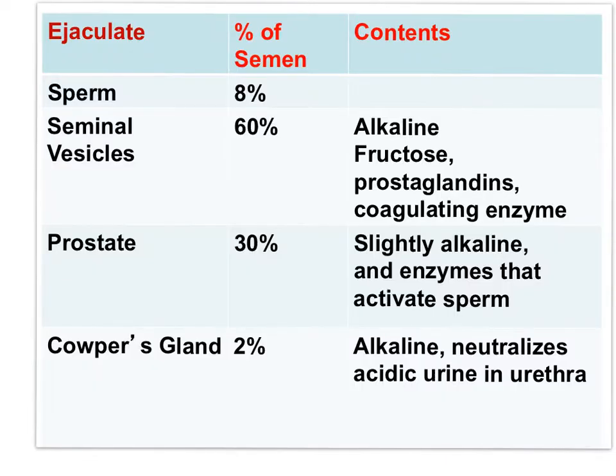With this slide, let's take a closer look at the contents of the ejaculate. Sperm make up 80% of the semen. Seminal vesicles produce 60% of the semen, and the seminal vesicle fluid is alkaline with some sugar. The prostate gland contributes 30% of the semen, also an alkaline fluid with enzymes that activate the sperm.